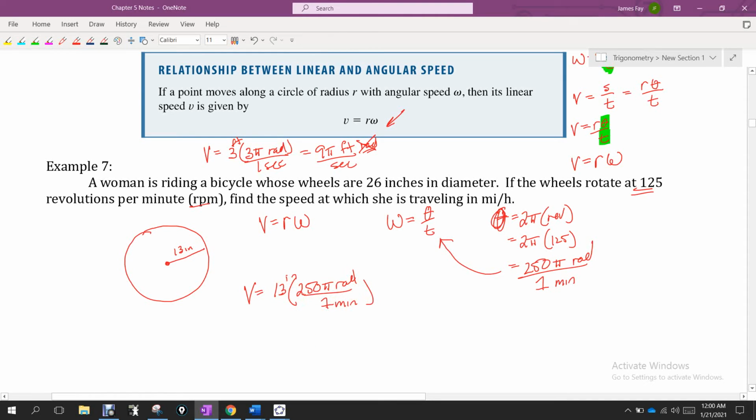Okay, so we don't go in because I don't know what it means. So the radians is, like I said, dimensionless. So when we're done here, whatever 13 times 250 is, I don't really care. So 13 times 250 times pi. My units would be inches on the top, the only thing there, and minutes on the bottom. Well, I don't do inches per minute. That's not a rate that I'm accustomed to. So I want to go to miles per hour.